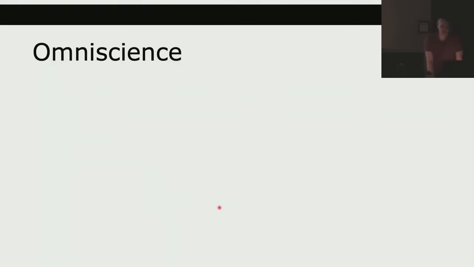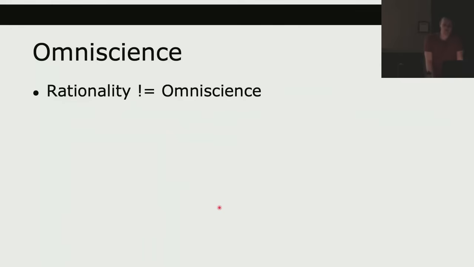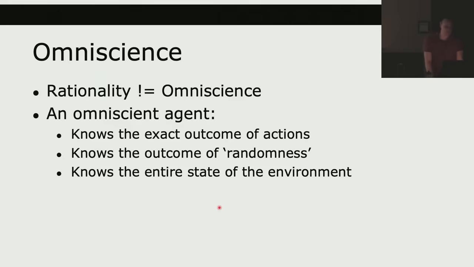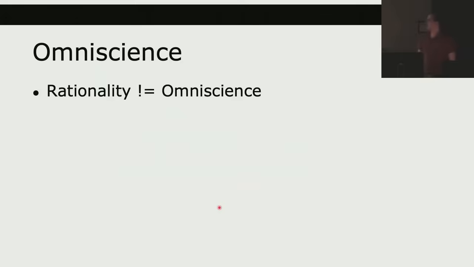But rationality is not omniscience. So omniscience is another definition, which is like, I guess, an omniscient agent, in colloquial speak, would be like a deity or a god, right? They would know everything.